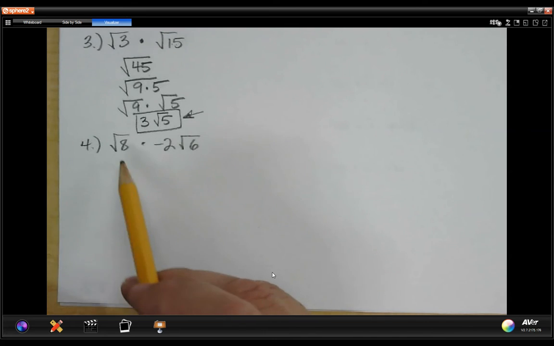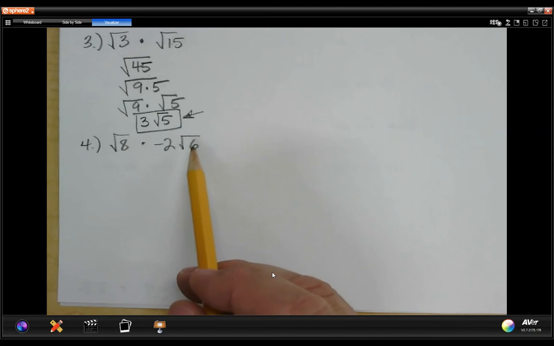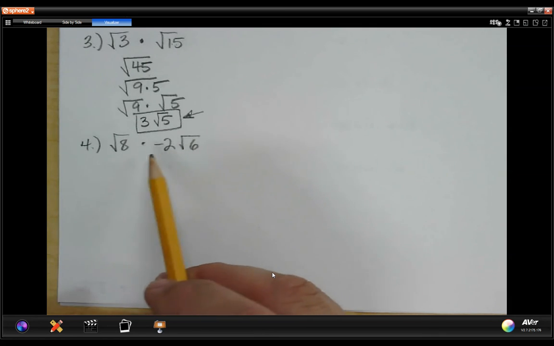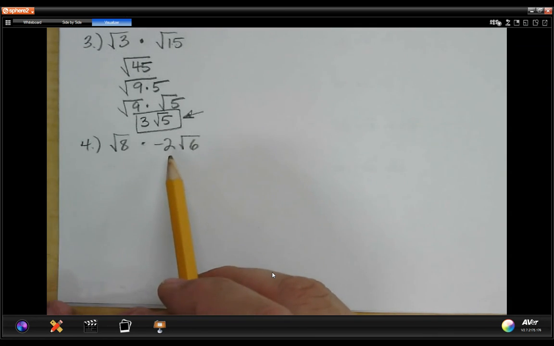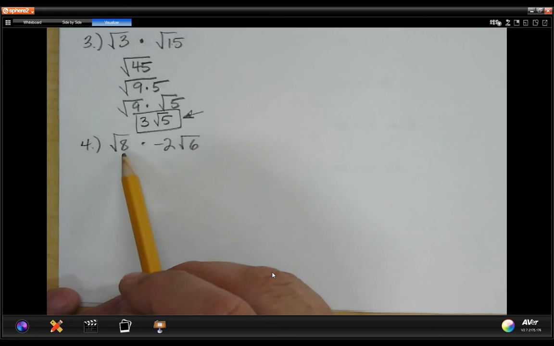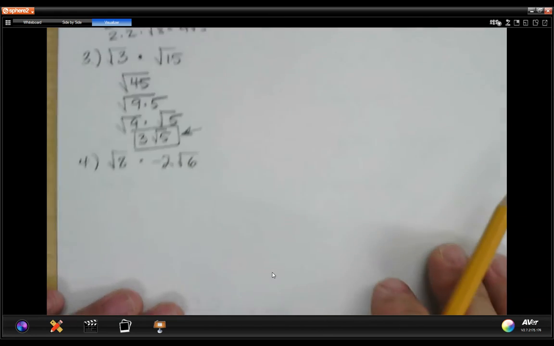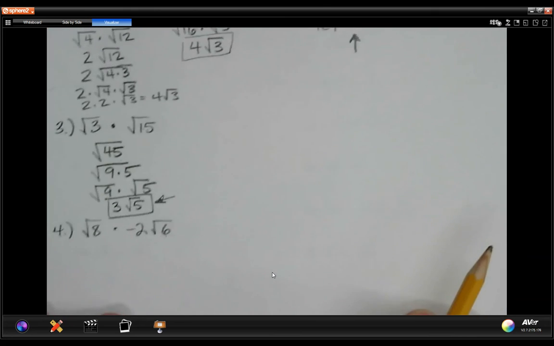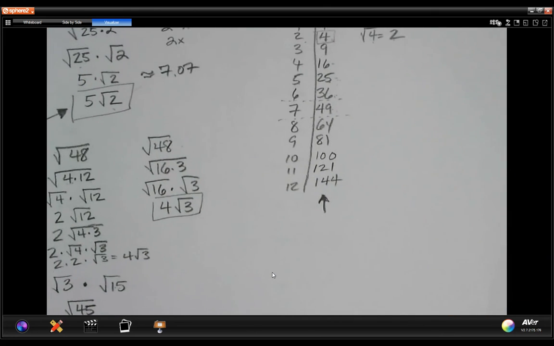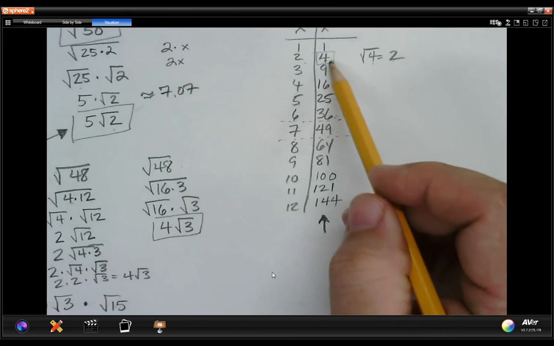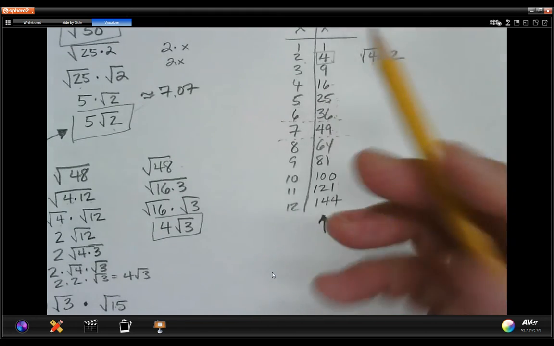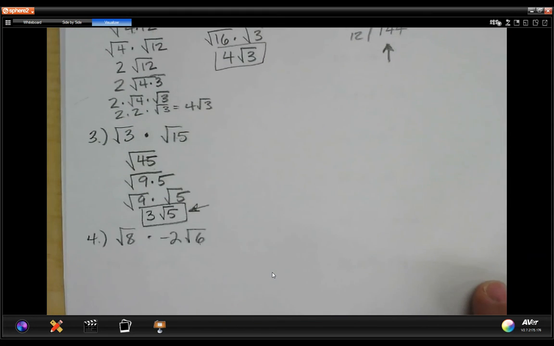So let's look at these two again, and we're looking for perfect squares. Let's see if we see any perfect squares in these two. You see a 6 here. I'm going to go back to my list real quick, and I don't see anything that would go into a 6. A 4 won't go into a 6 evenly, and a 1 would, but it wouldn't help us at all.